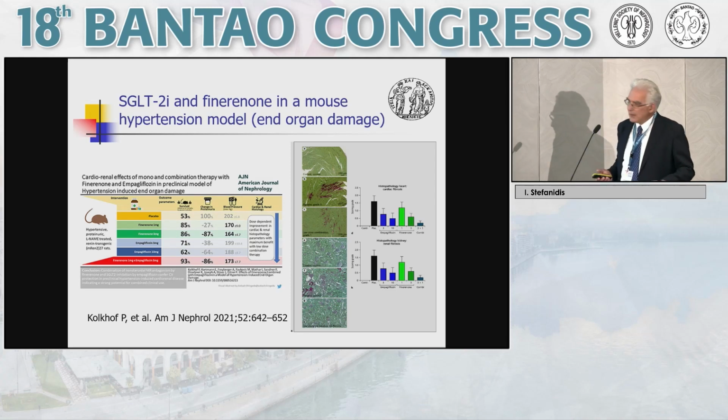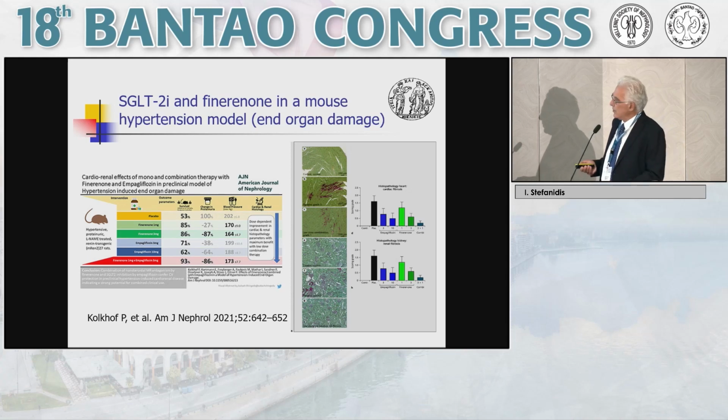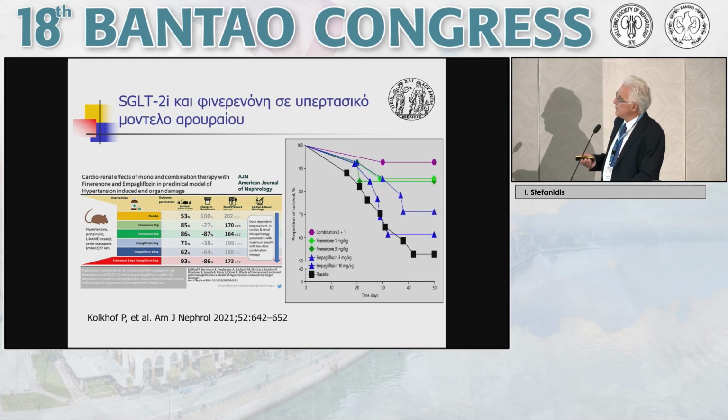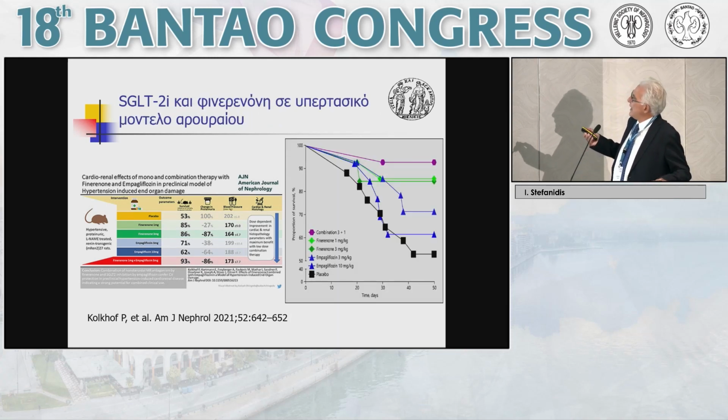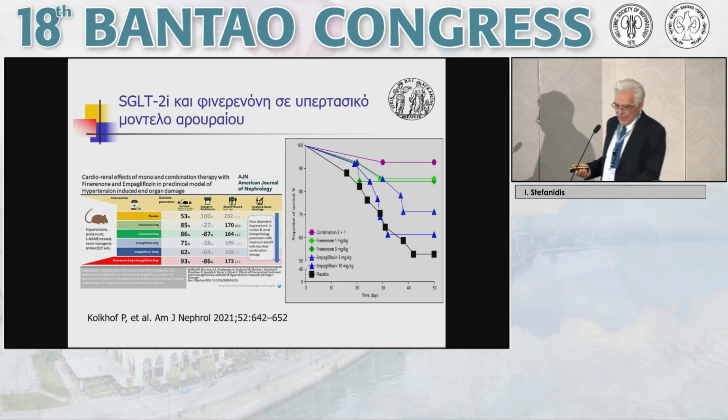And in experimental data, on a mouse model, to make the long story short, combination therapy of finerenone with an SGLT2 inhibitor showed lower histopathological cardiac fibrosis, the same effect as single therapy, and also in the kidney, fibrosis much lower, not existing in comparison to the other groups. And most important, survival was better with the combination in this mouse model.